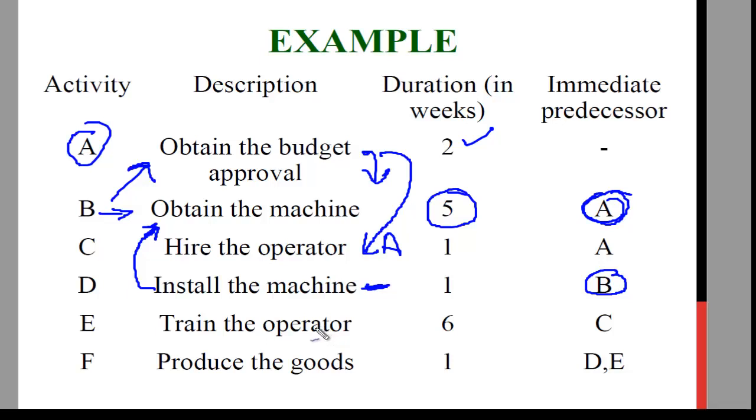Then train the operator, अब जो मशीन चलाएगा उसको ट्रेन करना पड़ेगा, ठीक है ना। अब जो आप ट्रेन करोगे ऑपरेटर को वो कहाँ से करोगे, जब तक कि आपने पहले हायर नहीं किया ऑपरेटर को। So that means this has to be dependent on the C, ठीक है ना। Immediate predecessor इसका ये है, खुद वो A के ऊपर मुनहसर है, and so on.